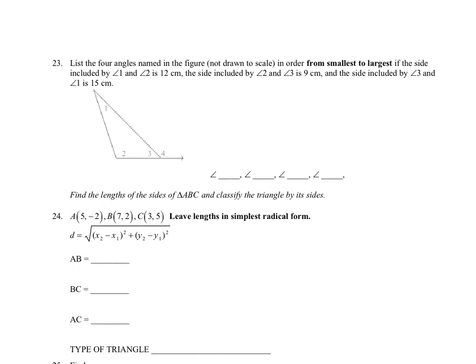Okay, 23, we're looking at angles 1, 2, and 3. It gives us side lengths. The one between 1 and 2 is 12 centimeters. Between 2 and 3 is 9. And 3 and 1 is 15. So remember, we're listing from smallest to largest. The smallest angle is opposite the shortest side. The shortest side is 9. So the angle opposite 9 is 1. So angle 1 is my smallest.